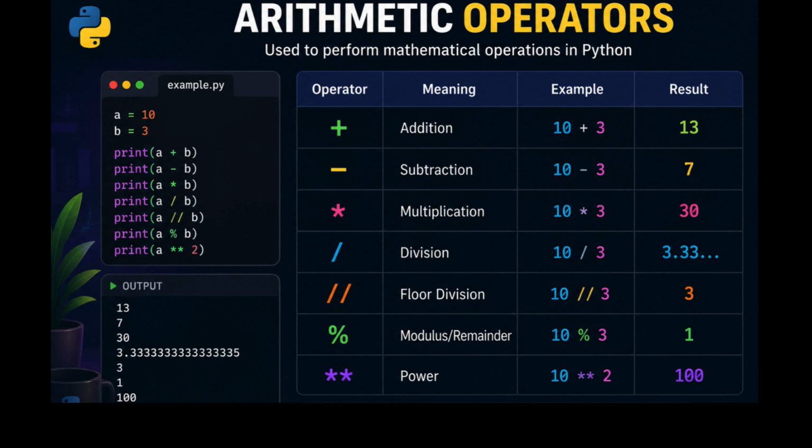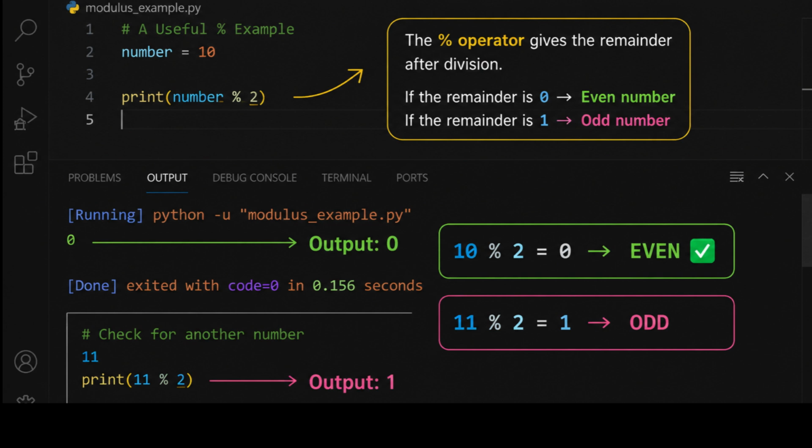The modulus operator is especially useful. It gives us the remainder after division. For example, if a number divided by 2 has a remainder of 0, we know that it's an even number.